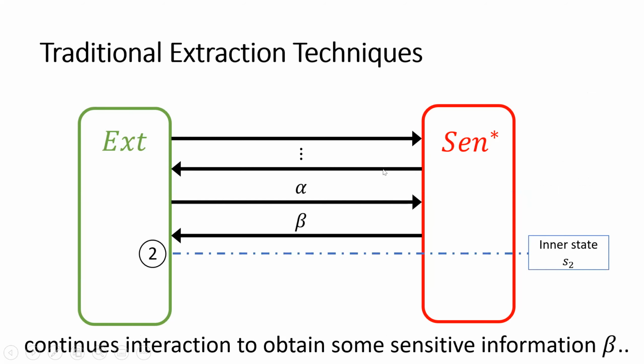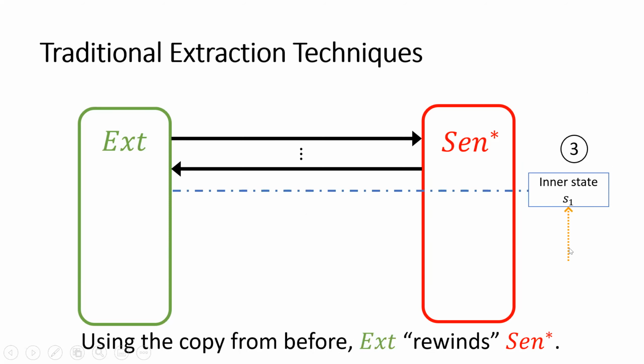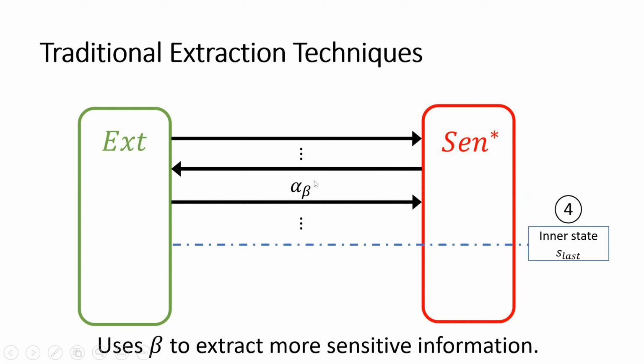Now it's going to continue the interaction in some arbitrary way. It's going to send alpha in order to obtain some sensitive information beta. This is, at a very high level, how we do this extraction. Now, given the fact that it has beta 1 and 2, it has the copy of S1 from before, it can effectively rewind, this is called rewinding, the sender to this spot, but crucially now it knows beta, and it's going to continue the interaction in a new way based on the fact that it has beta.